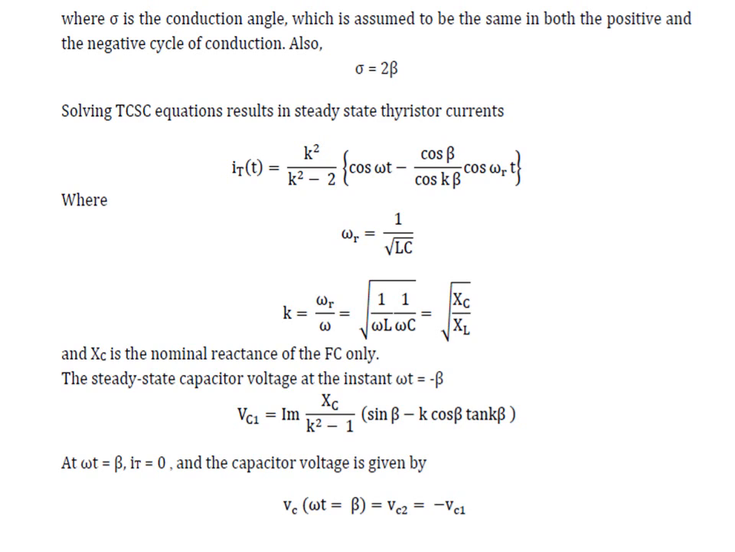Here the current flowing through the thyristors is given by the equation IT of t is equal to k square divided by k square minus 1 into cos omega t minus cos beta divided by cos k beta multiplied by cos omega r t, where omega r is 1 upon square root of LC. This is the resonance condition, or the equation for resonance frequency omega r, and k is equal to omega r divided by omega, that is, resonance frequency divided by fundamental frequency, which is equal to square root of 1 upon omega C divided by omega L, that is square root of xc divided by xl, and xc is the nominal reactance of the fixed capacitor only.